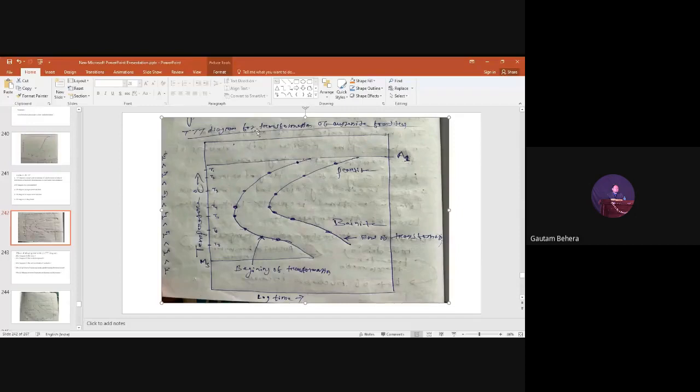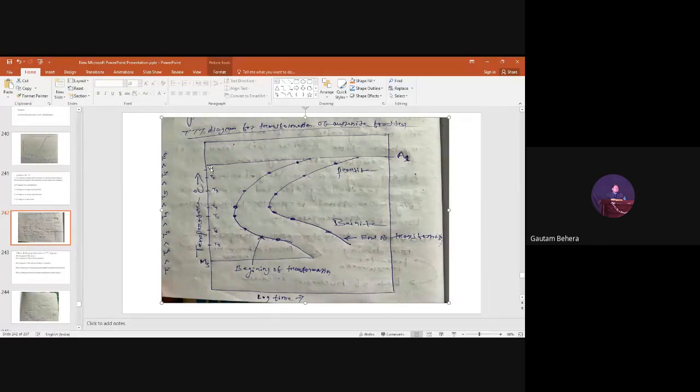So this is the TTT diagram for transformation of austenite for steel. You can see this is the temperature axis. This is the time axis in log scale, so that we can show small time scales and large time scales. And the temperature axis is in degrees centigrade. Basically, time we take in seconds to see very small changes at small intervals of time also.